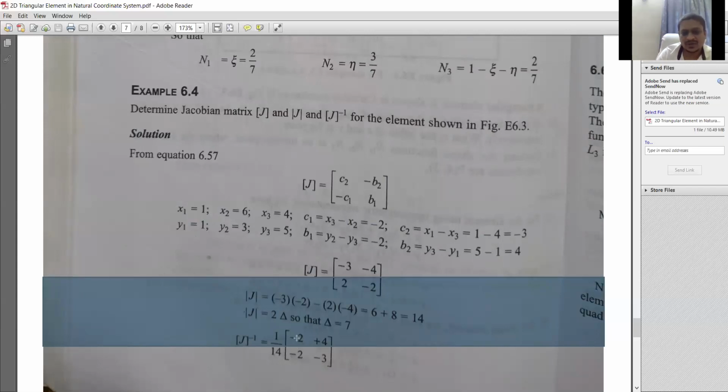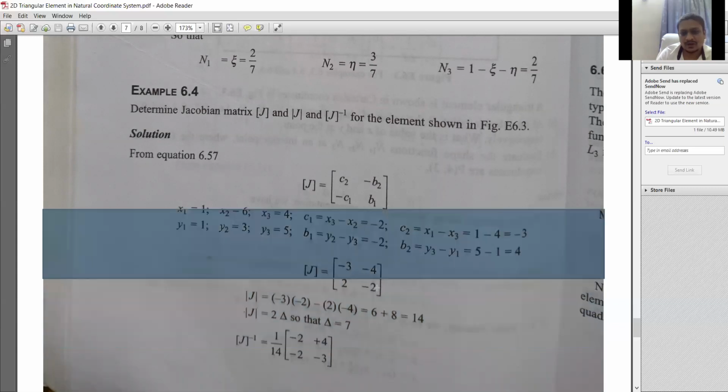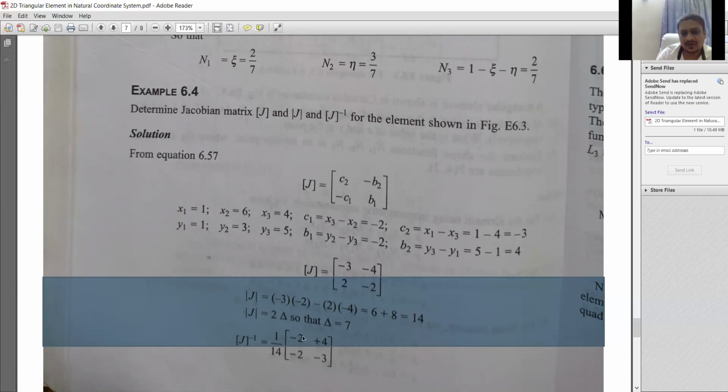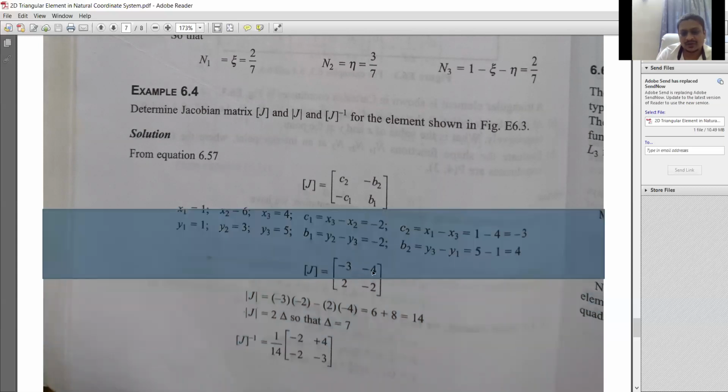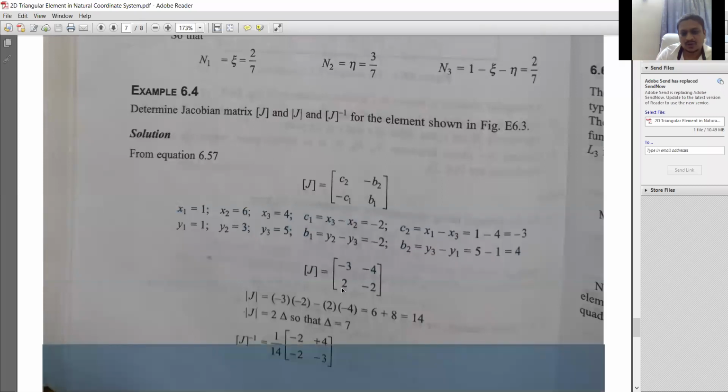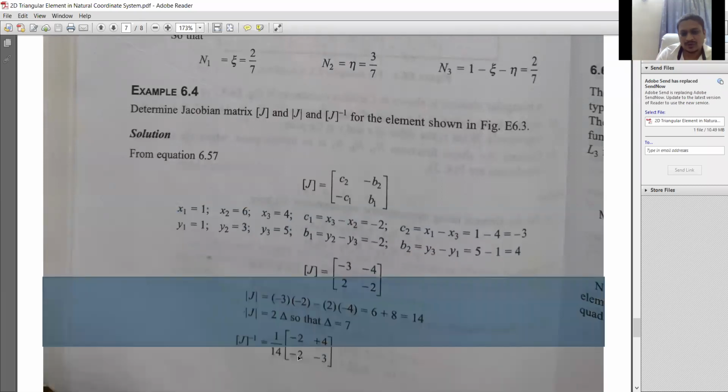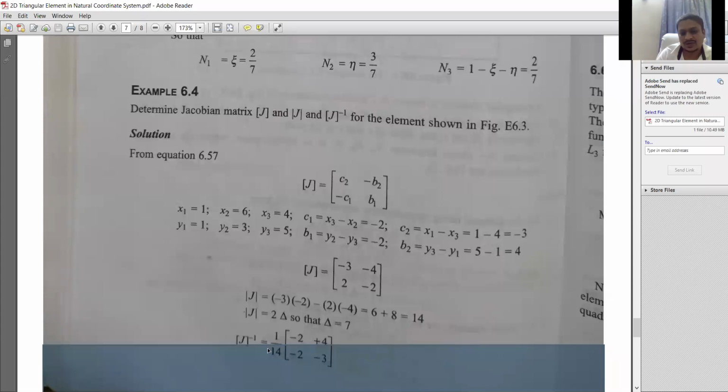And the inverse of J is pretty simple. If you know the value of J, the 2 value written over here will come in the 1 1 location. This minus 3 will come over here, in the 2 2 location. This 4 value, which is negative, will be converted to positive and come over here. And this 2 value will become minus 2. And of course there is a 1 by determinant of J, so 1 by 14 will come outside. So it's a very simple numerical.